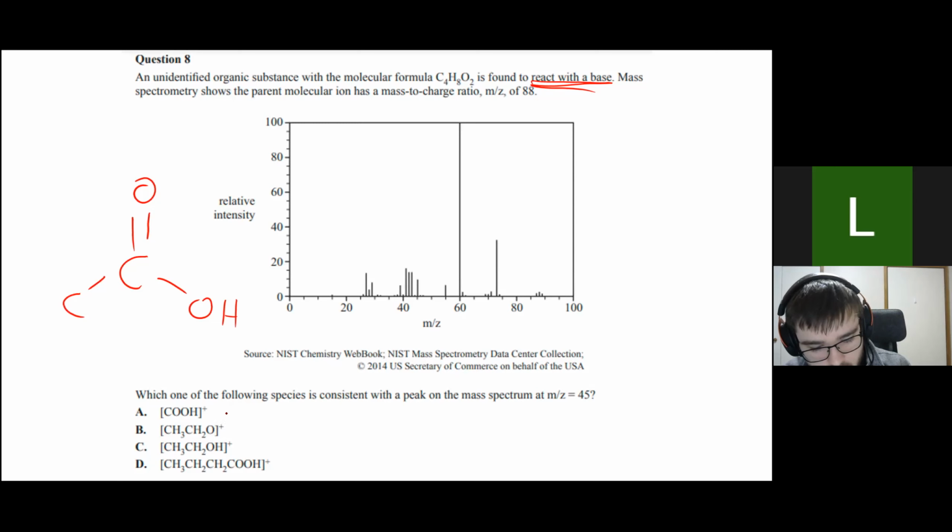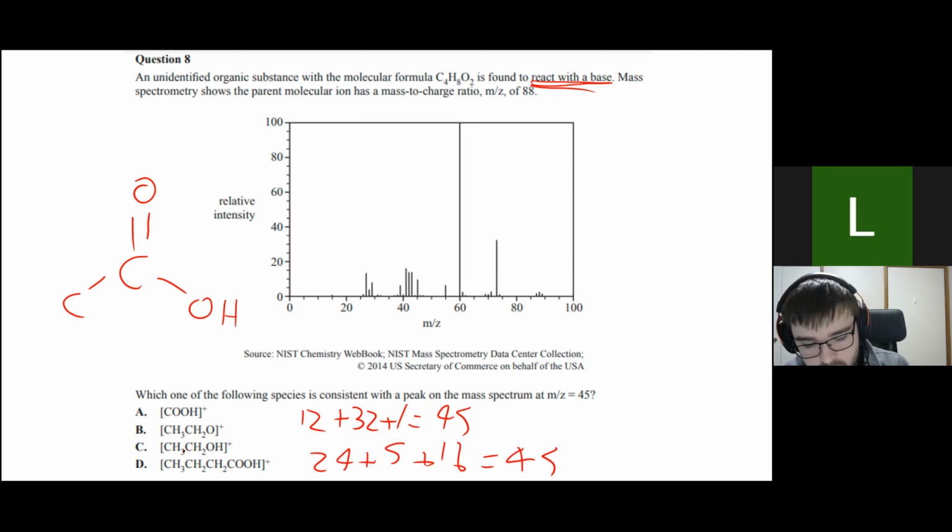I did the mass before, but we can go, so the top one we can go 12 plus 32 plus 1 is 45. Okay, that makes sense. Next one we can go 24 for 2 carbons plus 5 from the 5 hydrogens plus 16 from the oxygen is going to equal 45 as well. This one here is 46. If we add them all up, it's just the one above it plus 1. So this one's out of the question. And the one below is really, really big. That's just the molecular ion peak. So that one would just be 88.